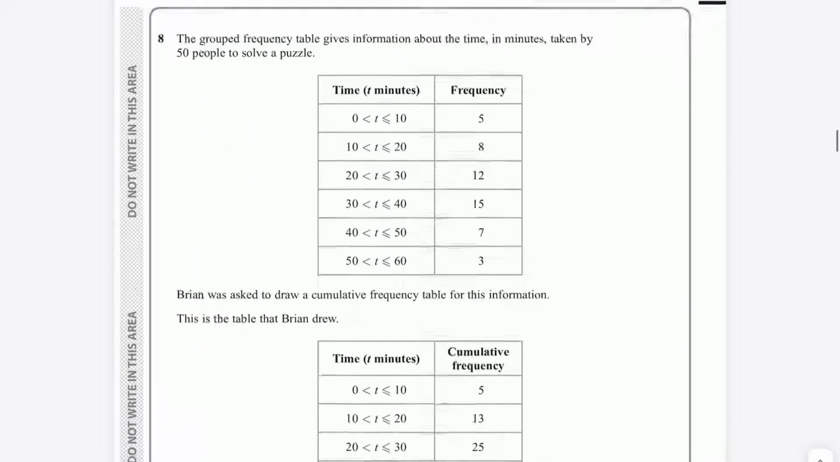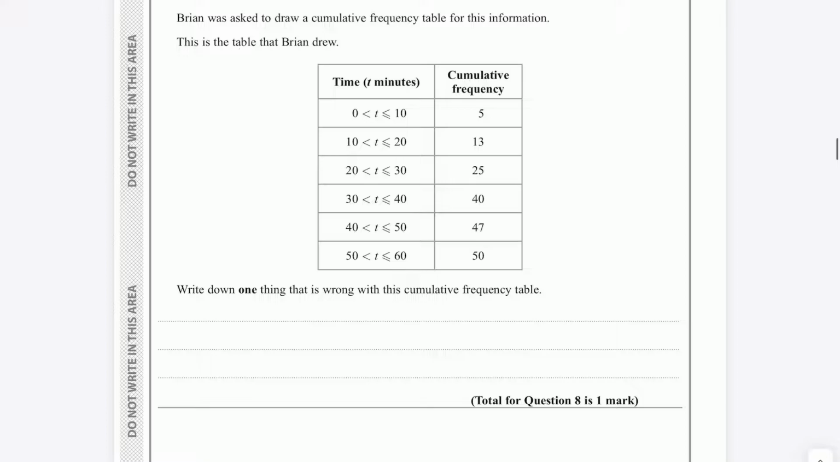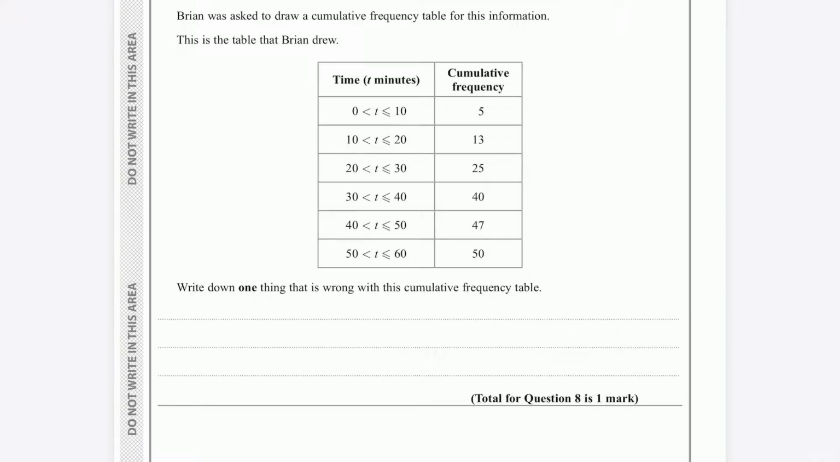Moving on to question 8. So we have a grouped frequency table that gives us information about how long it took some people to solve a puzzle. Brian was asked to draw the cumulative frequency table for the information. This is the table that Brian drew. Write down one thing that is wrong with the cumulative frequency table. So all the frequencies in a cumulative frequency table should start at 0. So we can just write here that all intervals should start at 0.